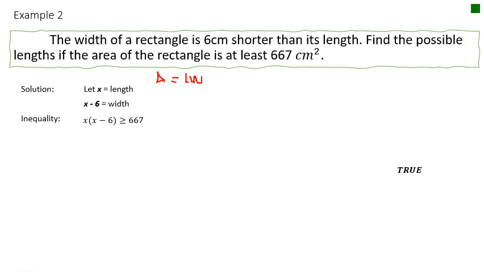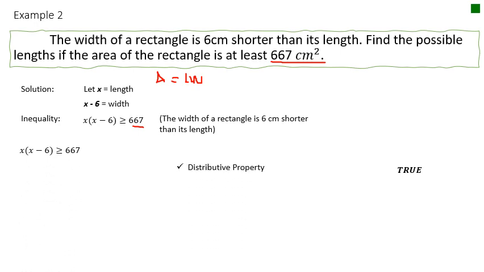So, ang ating inequality ay x times quantity x minus 6 is greater than or equal to 667. Because the width of a rectangle is 6 cm shorter than its length, and then the area is 667, kaya siya nandito sa right side ng ating inequality. Then let us solve using the inequality.